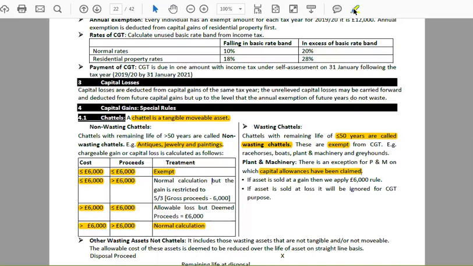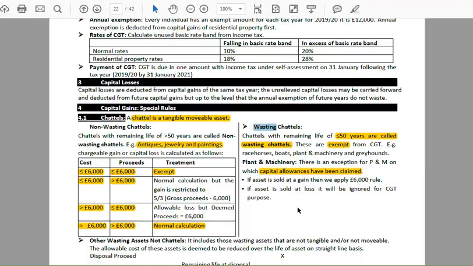For example, please remember plant and machinery will always be a wasting asset. It means you will always assume that the life of plant and machinery is less than 50 years. Whenever the words plant and machinery are used, it means life is less than 50 years. So it is understood.